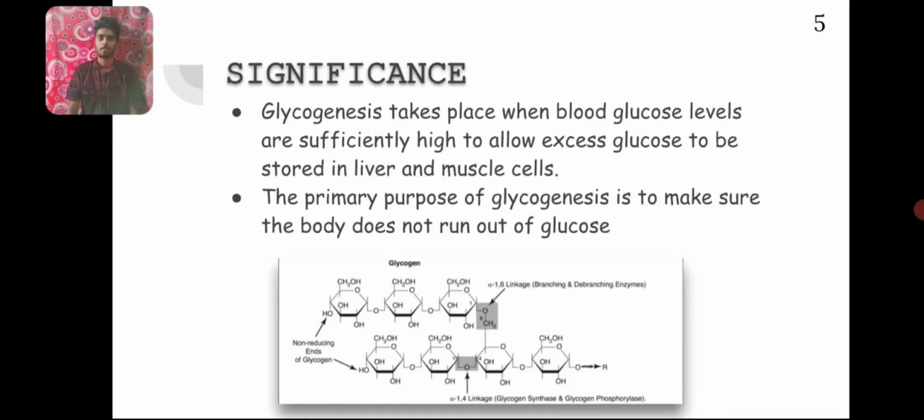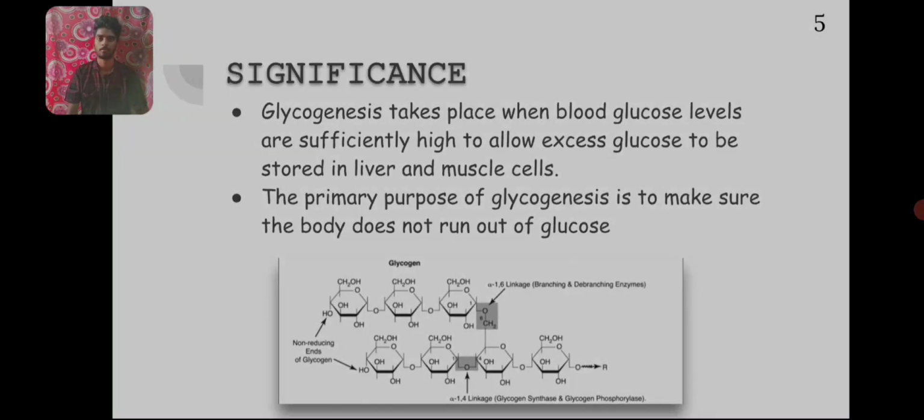Significance of glycogenesis. Glycogenesis takes place when the blood glucose levels are sufficiently high, to allow the excess glucose to be stored in the liver and the muscle cells. The primary purpose of glycogenesis is to make sure the body doesn't run out of glucose.